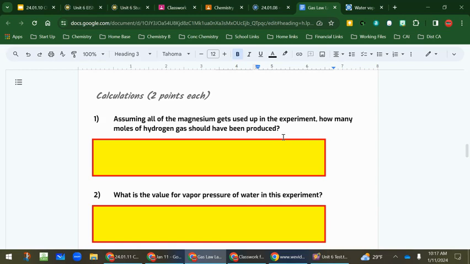Number 2, look at the bottom of your table up above. What is the value for the vapor pressure of water in this experiment? What was it? What was yours? Write it down in here.